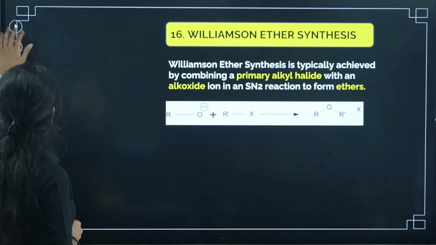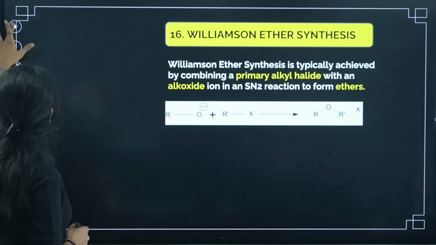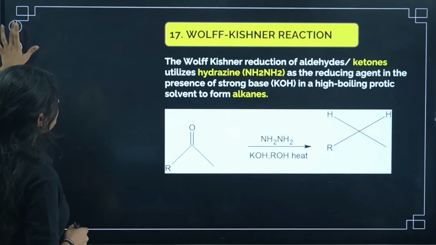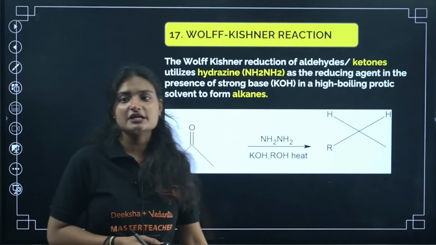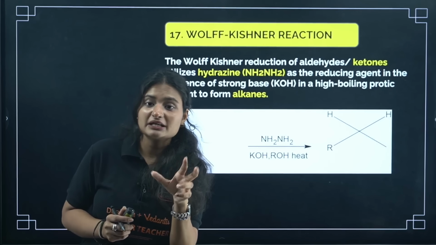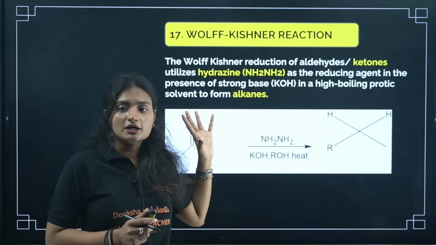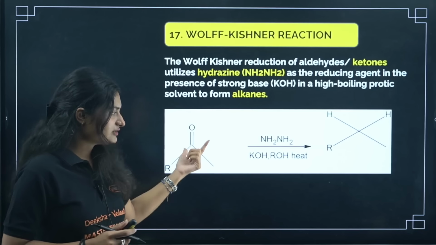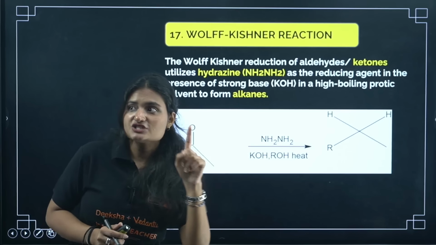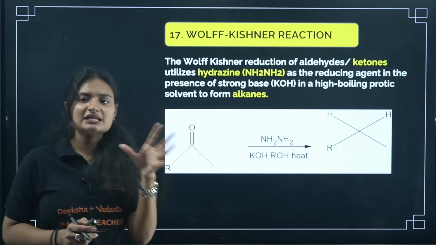Next reaction is Wolff-Kishner reaction. So Wolff-Kishner reaction is very similar to that reaction we did in the beginning, Clemmensen reduction, right? In there also you have a carbonyl compound. In that case, we treated it with what? In case of Clemmensen, we treat it with zinc amalgam in HCl.